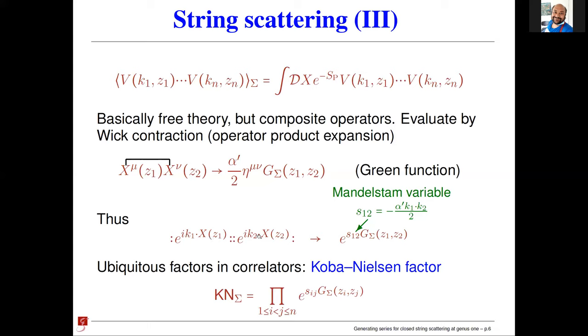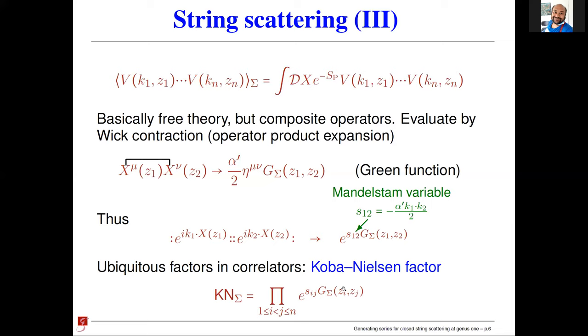And this kind of factor, because this e to the ikx appears basically in every vertex operator, appears all over the place when you compute correlation functions in string theory. It's called the Koba-Nielsen factor. So when you have n of these operators, you tend to see something that I will denote as KN, Koba-Nielsen, on the world sheet sigma, where you have all possible contractions, so i and j label all the different pairs. Green function going from one operator to the other operator, weighted by the corresponding Mandelstam variable.